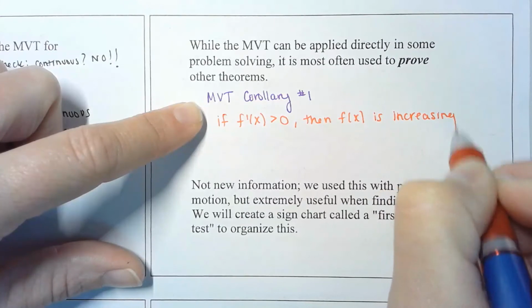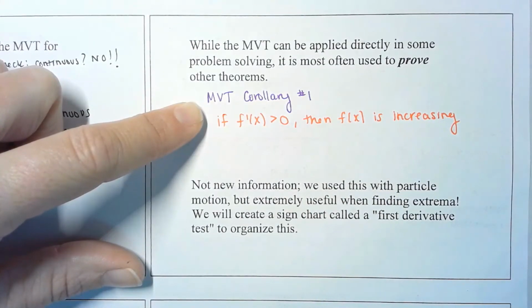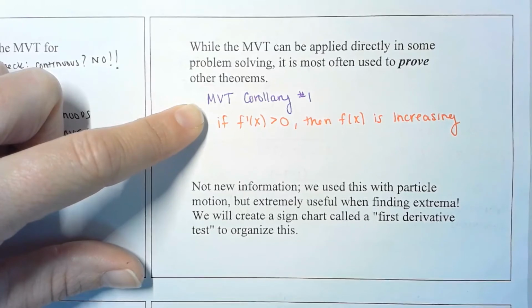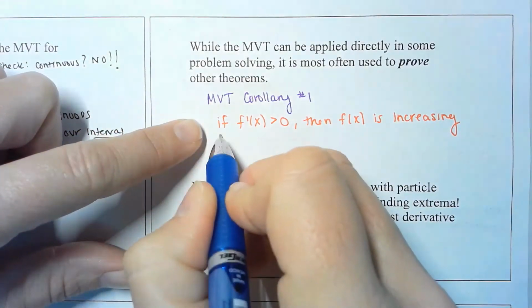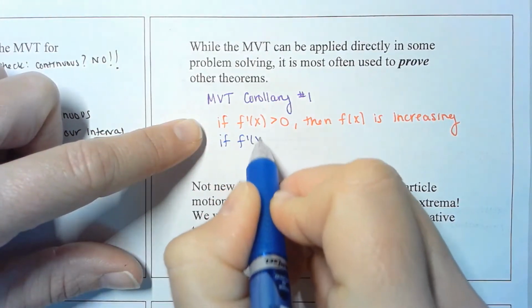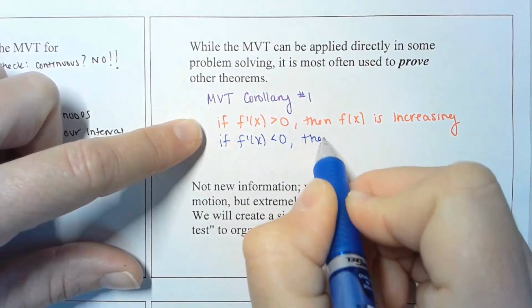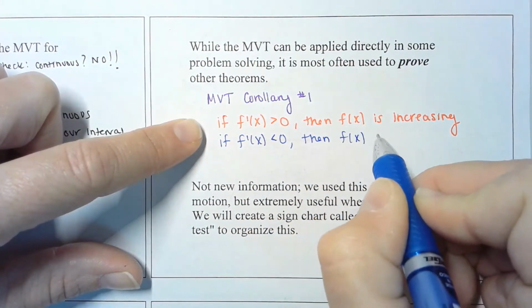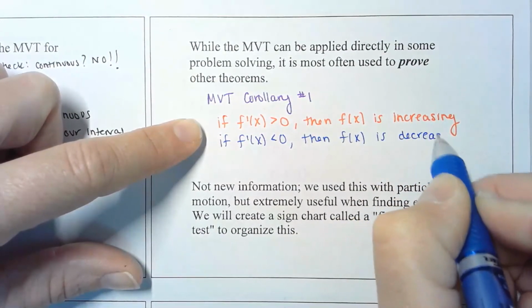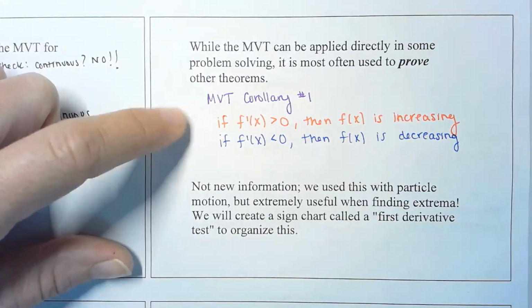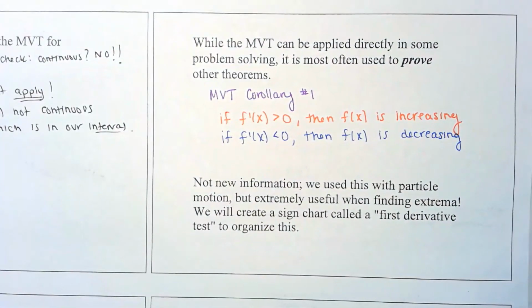That should sound extremely familiar because we've used it. Back in Unit 2, we used it a lot. Likewise, if f prime of x is less than 0 or negative, then f of x is decreasing on that interval. Okay, so again, it's not new information for us. We use this with particle motion. We talked about it with sketching derivative graphs, but it will prove to be extremely useful for us when we're finding extrema, maxes and mins.